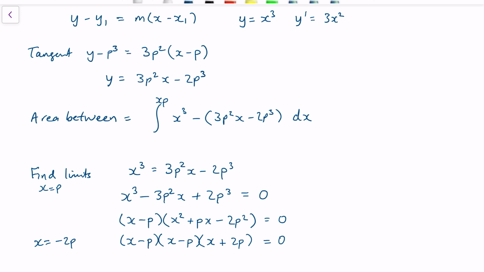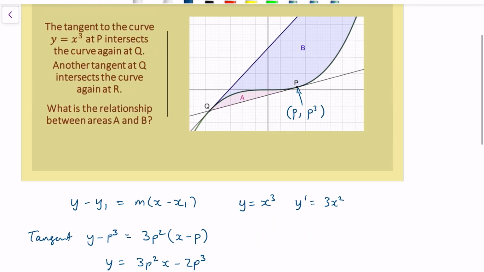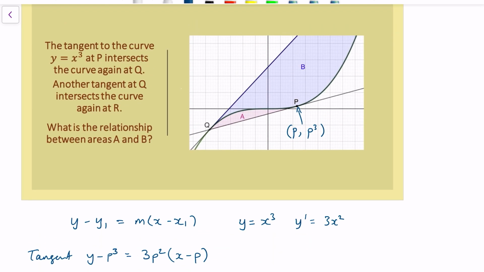Okay, so let's change our limits now. Minus 2p and p. Let's look at our diagram. Does that actually work? Okay, the diagram looks like p's just a little bit bigger than 2, and the q value is a little bit bigger than minus 4. Yep, or a little bit lower than minus 4. That's cool.